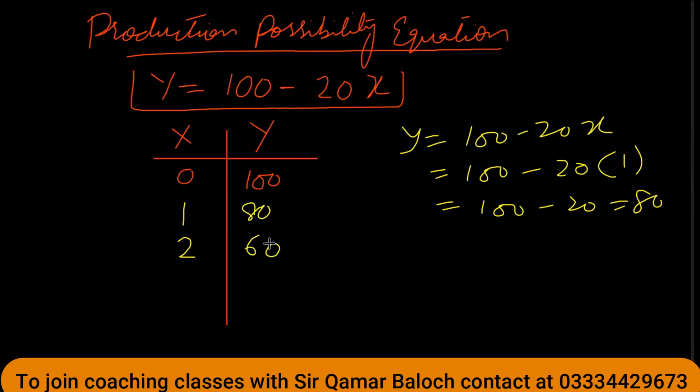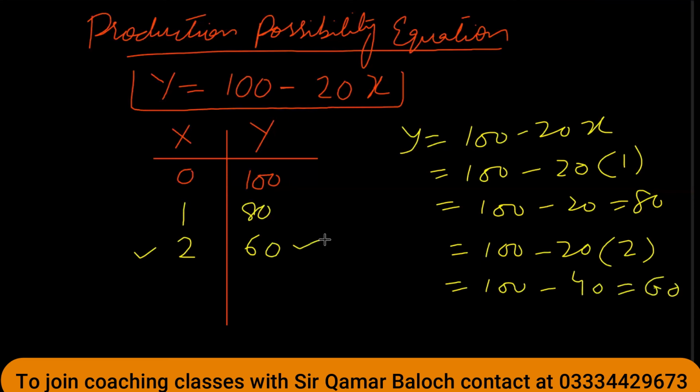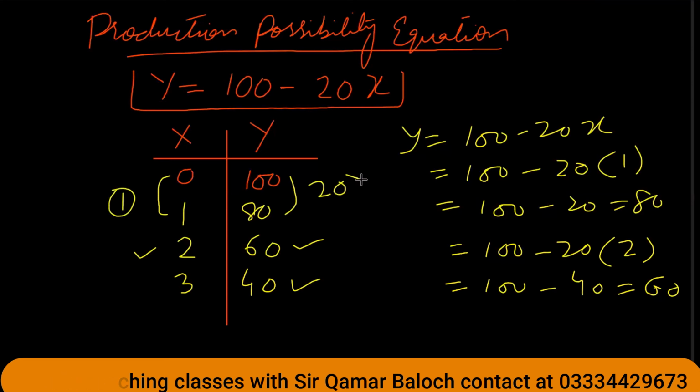Again we will find it in the same way: 100 - 20 into, now put the value of x as 2, and we will get 100 - 40 = 60. So we can produce 60 units of y. But if we produce 3 units of x, then we can produce 40 units of y. It shows that every additional unit of one good results in a fall of 20 units of y good.